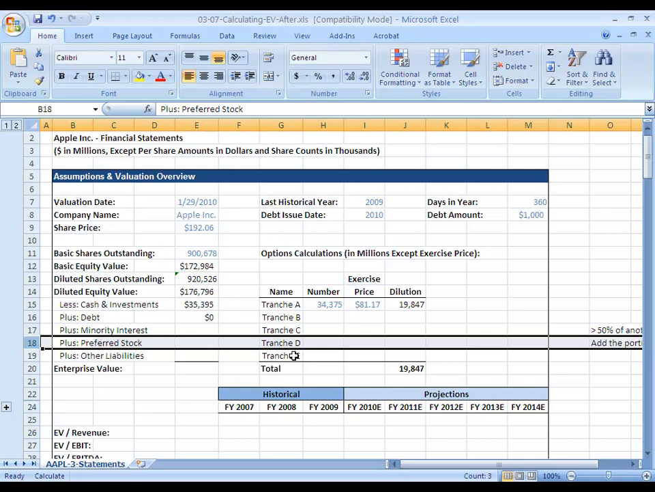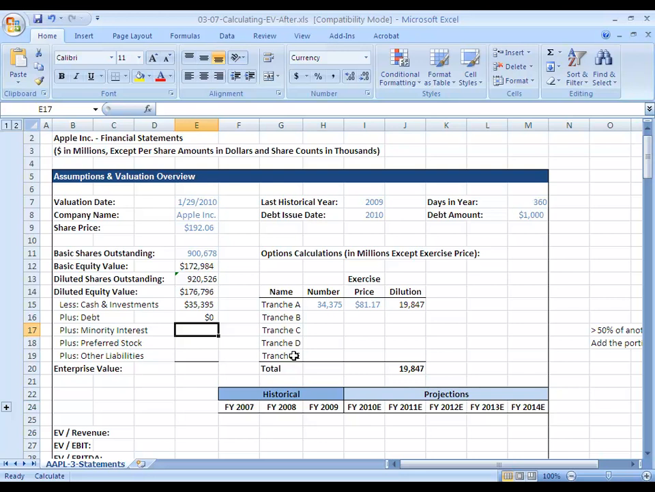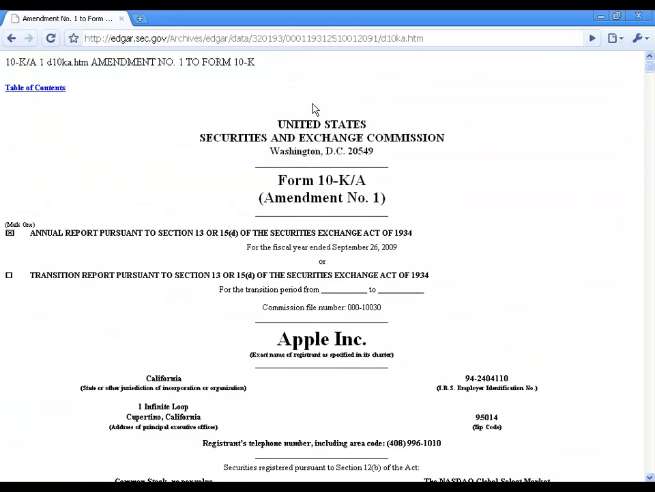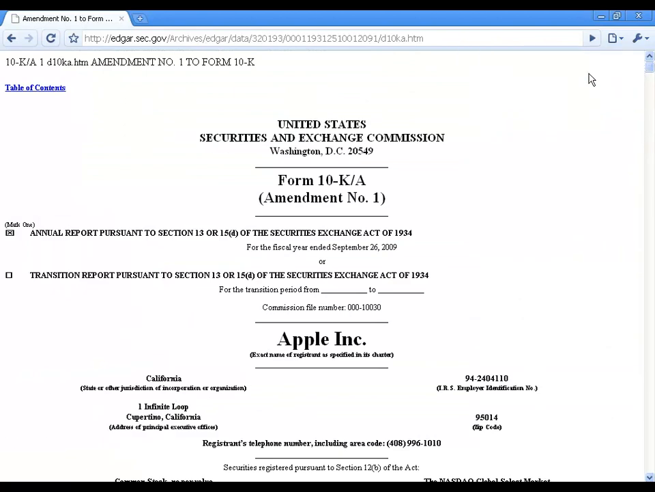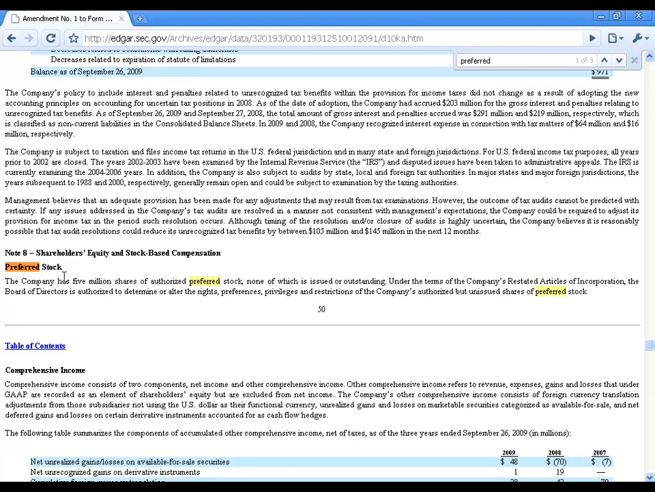Now, just to double check and make sure that there really is nothing for these, I'm going to go to Apple's 10K right here, and I'm going to do a search for minority interest. We see that minority doesn't even appear anywhere in Apple's filing, so there's nothing for that. I'm also going to do a search for preferred, and here we see the company has 5 million shares of authorized preferred stock, none of which is issued or outstanding. So it's saying right here there is no preferred stock in this case.